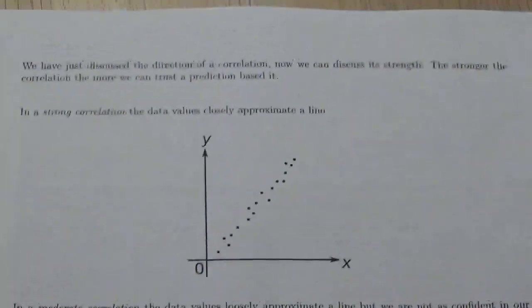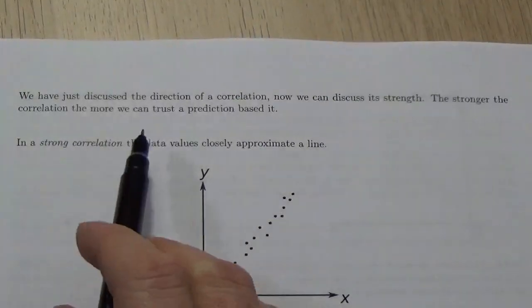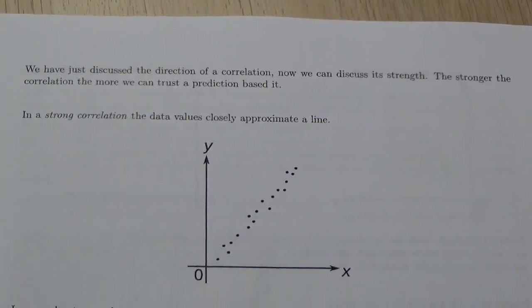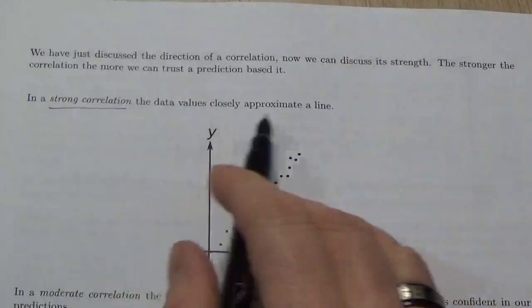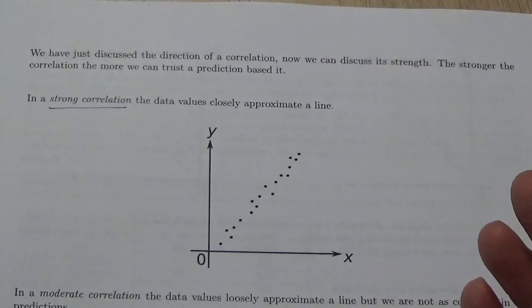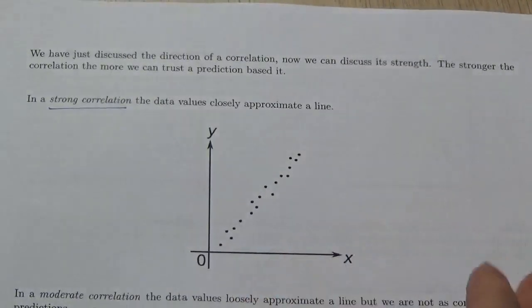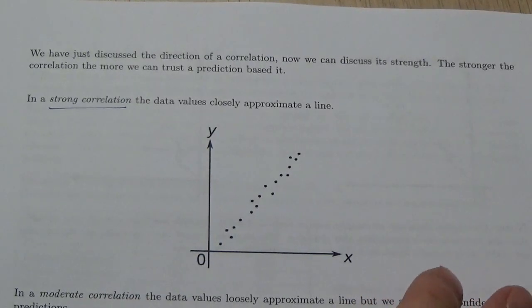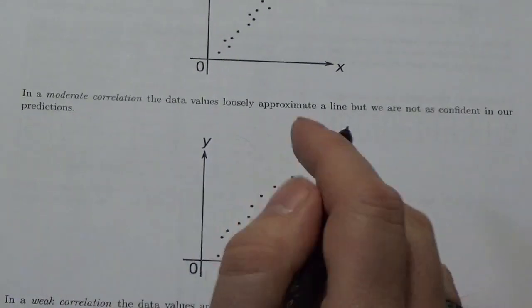Okay, so now let us take a quick look at the strength of the correlation. We just talked about the direction, now we're going to talk about the strength. In a strong correlation, we see that the data really closely approximates a straight line. In other words, I can draw a line through that with a lot of confidence that I am expressing the relationship fairly clearly.